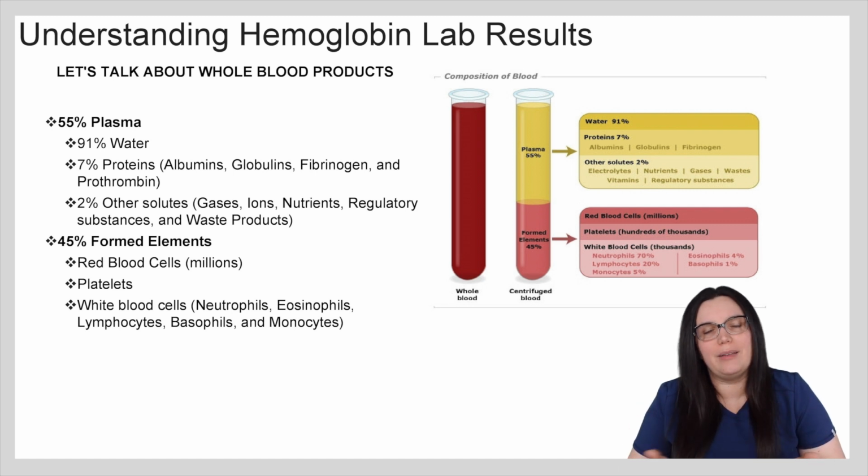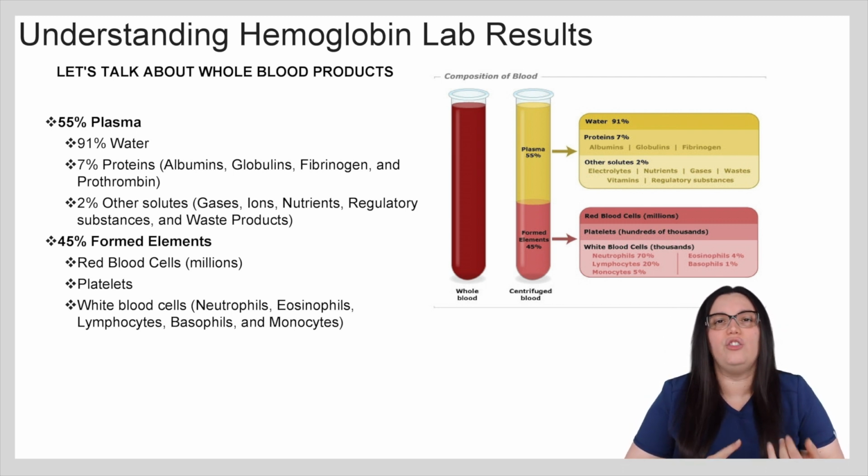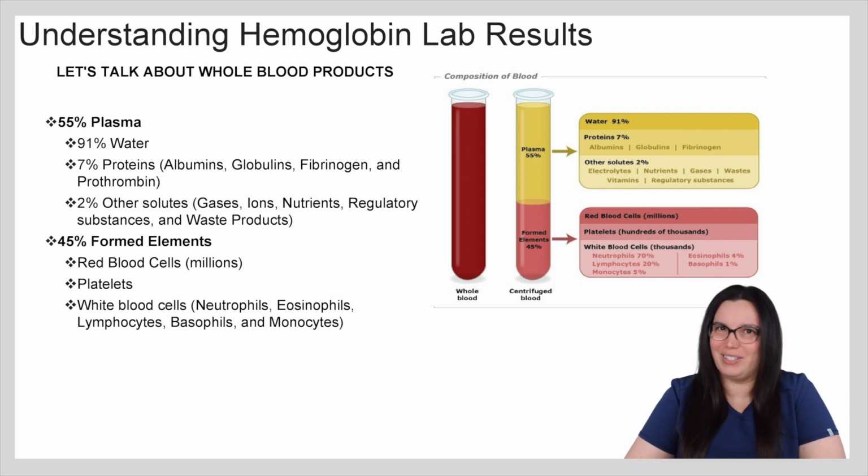Our formed elements are our red blood cells, which is usually in the millions, platelets, and our white blood cells, which can be further broken down into neutrophils, eosinophils, lymphocytes, basophils, and monocytes.